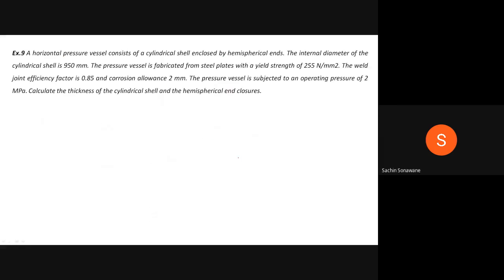Write down the problem. A horizontal pressure vessel consists of a cylindrical shell enclosed by hemispherical ends. The internal diameter of the cylindrical shell is 950 mm. The pressure vessel is fabricated from steel plates with a yield strength of 255 Newton per mm square. The weld joint efficiency factor is 0.85 and corrosion allowance is 2 mm. The pressure vessel is subjected to an operating pressure of 2 megapascal. Calculate the thickness of the cylindrical shell and the hemispherical enclosures.